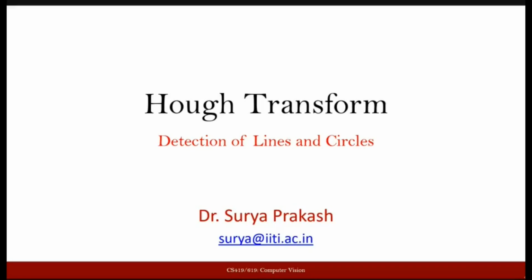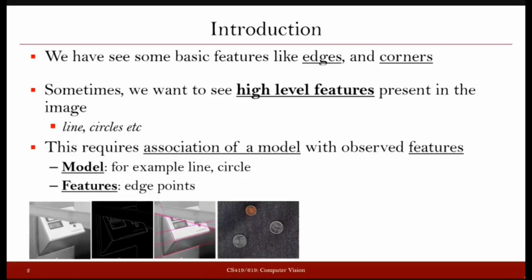So in today's class, we are going to discuss Hough transform, and it is basically used to detect lines and circles in any given image. So let us first discuss some introduction. In previous classes, we have seen some basic features like edges and corners, but sometimes we need some high-level features present in the image. For example, we need to detect the presence of lines or circles in the image for various tasks.